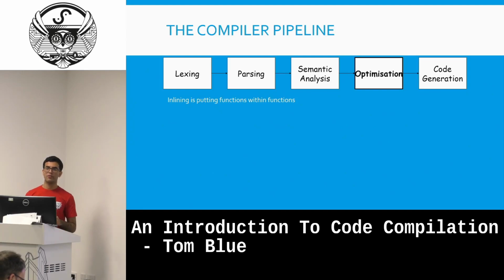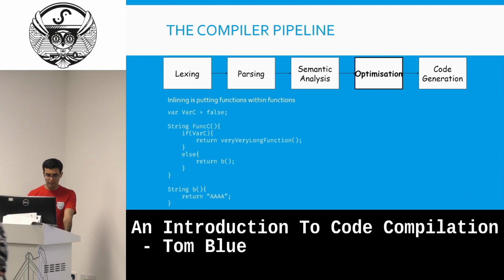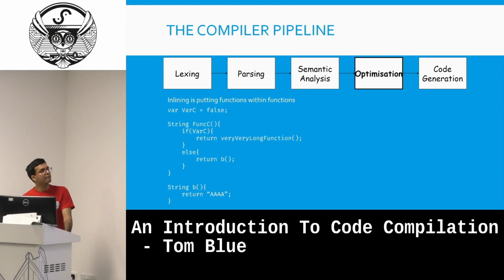It will take several lines of code, several instructions even, to call a function, because there's shifting around with registers, there's all kinds of things to switch context. Let's take this example code. We have a function b, which is very, very simple. All it does is return AAAA. And we reference that function in func c. So what we can do is we can get rid of function b and replace the return value in function c. This increases the size of the code, but it reduces the number of context switches and it reduces the number of functions that have to be called, which increases performance.